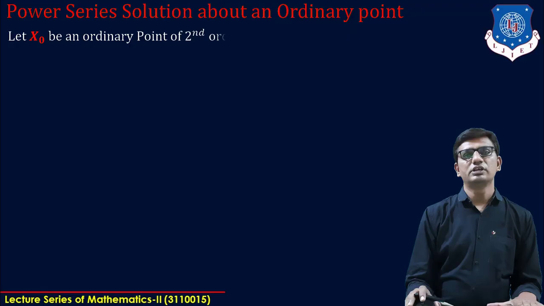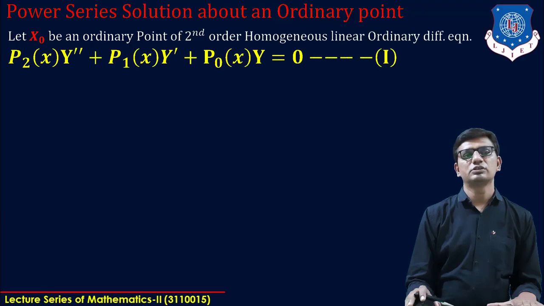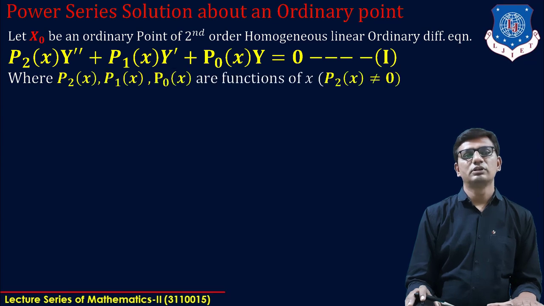Let x0 be an ordinary point of the second order homogeneous linear differential equation p2(x) y'' + p1(x) y' + p0(x) y = 0, where p2, p1 and p0 are functions of x with p2(x) not equal to 0. Here y'' is the second derivative of y with respect to x, that means d²y/dx², and y' is dy/dx.